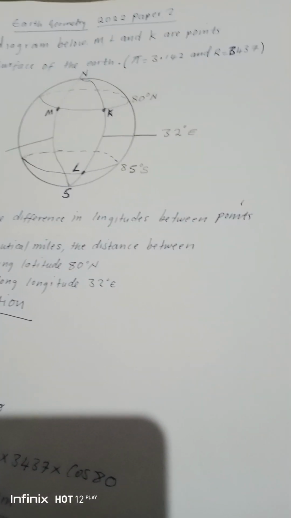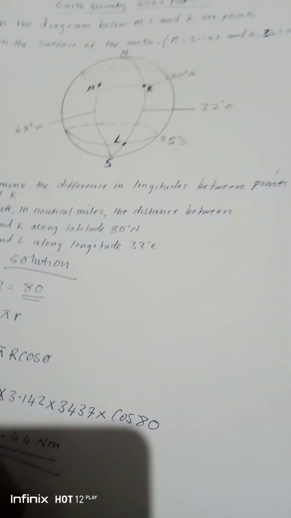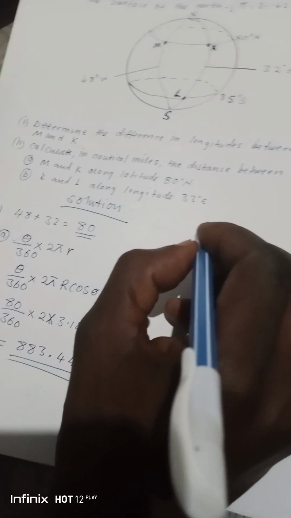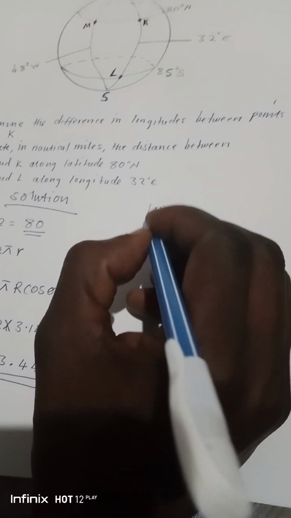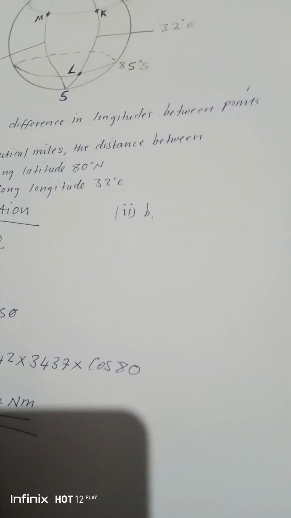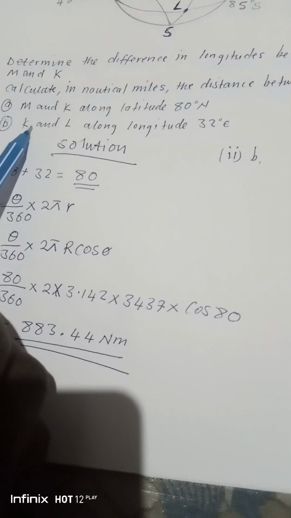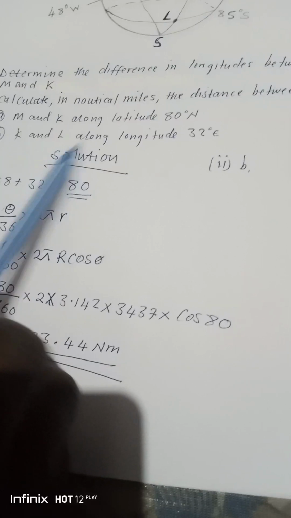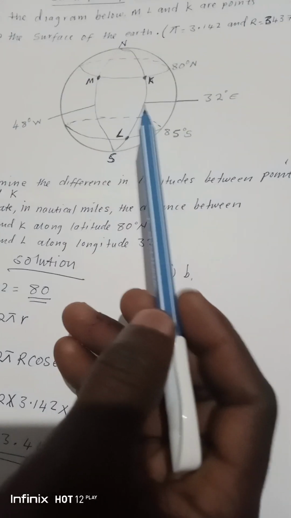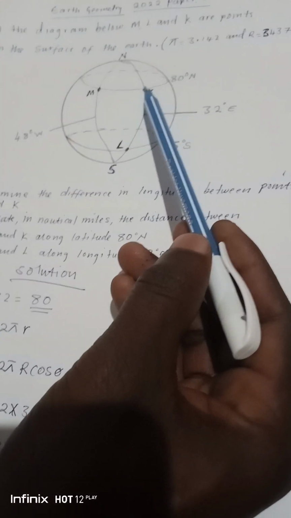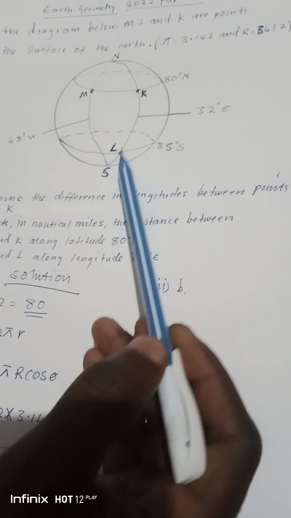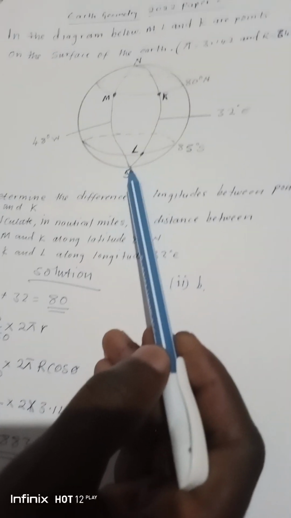Then quickly we go to B. Oh, this was A. This was bullet 2A. Then we go to bullet 2B. So in bullet 2B, they are saying calculate in nautical miles the distance between K and L along longitude 32 degrees. So along this longitude, they are telling us to find the distance from K to L, and this is along longitude, which is the great circle.